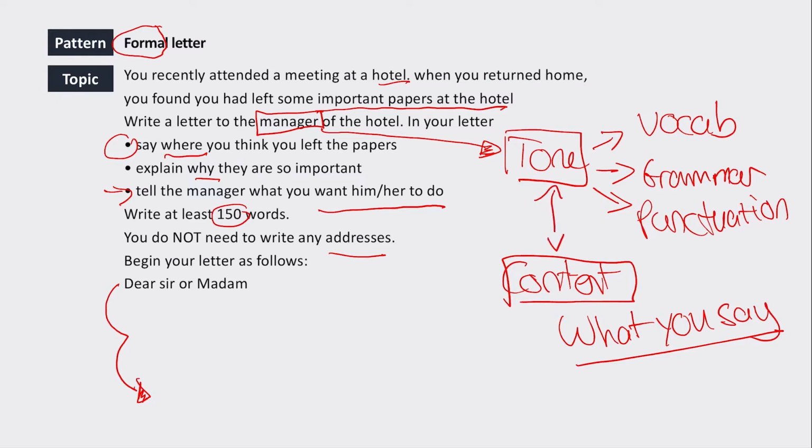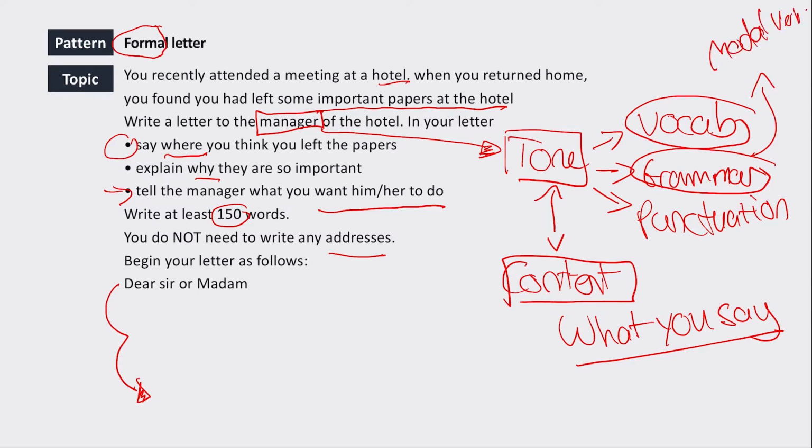Usually candidates really focus on things like using academic vocabulary and using formal grammar. So that's like those modal verbs, like may you, should you, could you, those kinds of words to try and raise the formality of their tone.